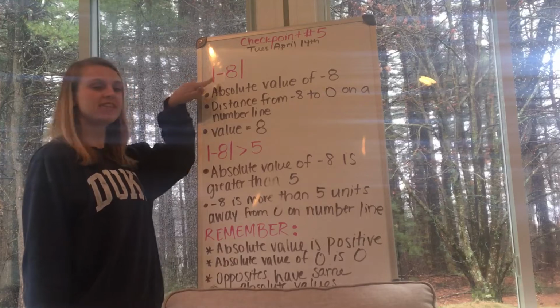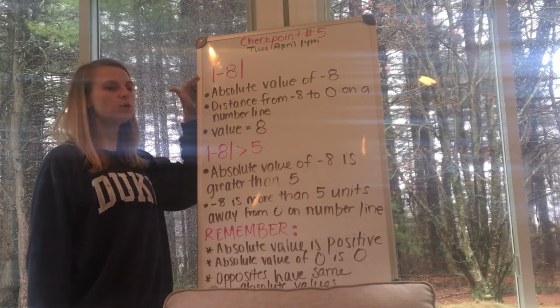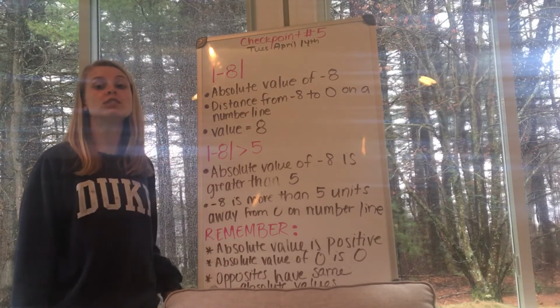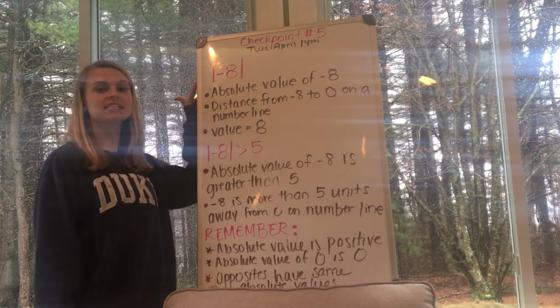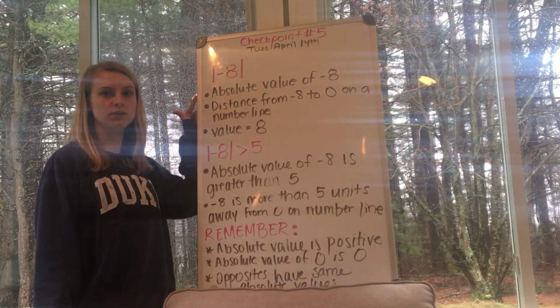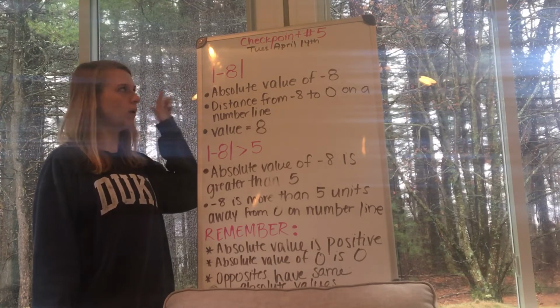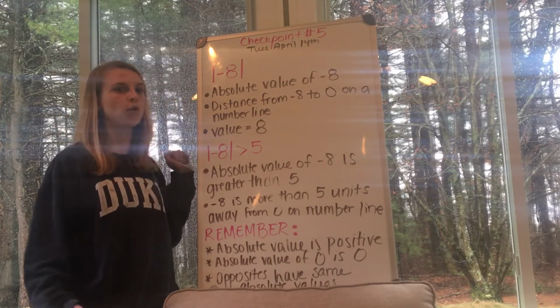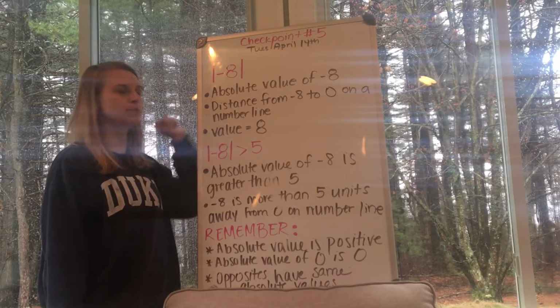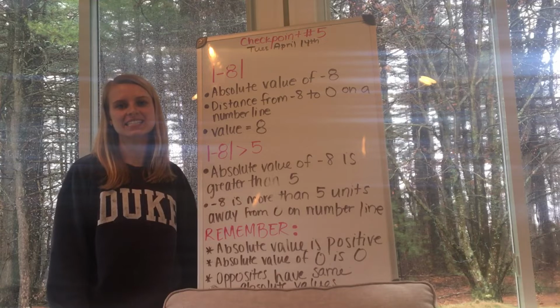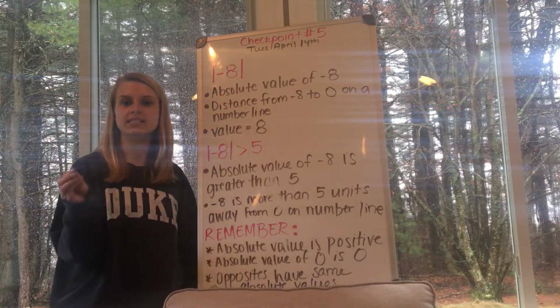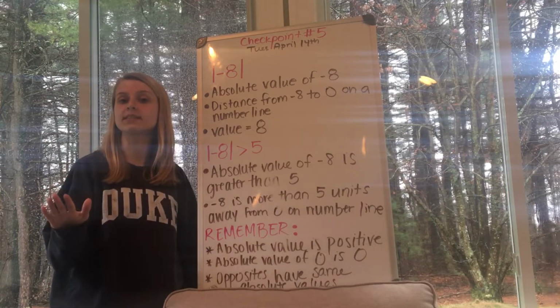So we can see that -8 is in the middle and we have two lines on either side. Those lines mean absolute value. And when we see this, we're going to say that it's the absolute value of -8. Whatever number is in the middle, positive or negative, we're taking the absolute value of it. So absolute value means the distance from the number to 0. It's always going to be positive.